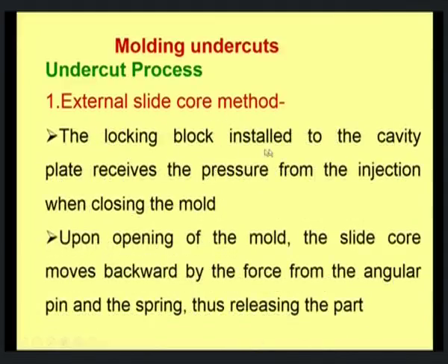Now, the locking block is installed to the cavity plate, which, as we have seen, is normally the plate on the top of the mold system, where the resin is injected. This will receive the pressure from the injection when closing the mold. Once the mold is closed, the plastic resin is going to be injected into the mold cavity. So, this locking block is directly exposed to this high pressure.